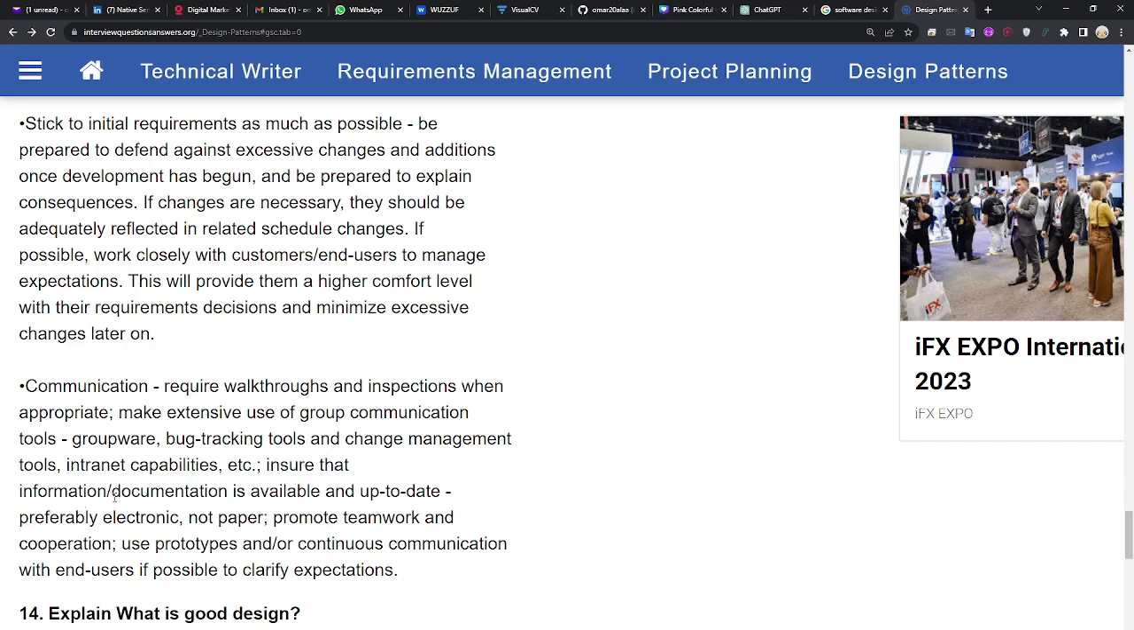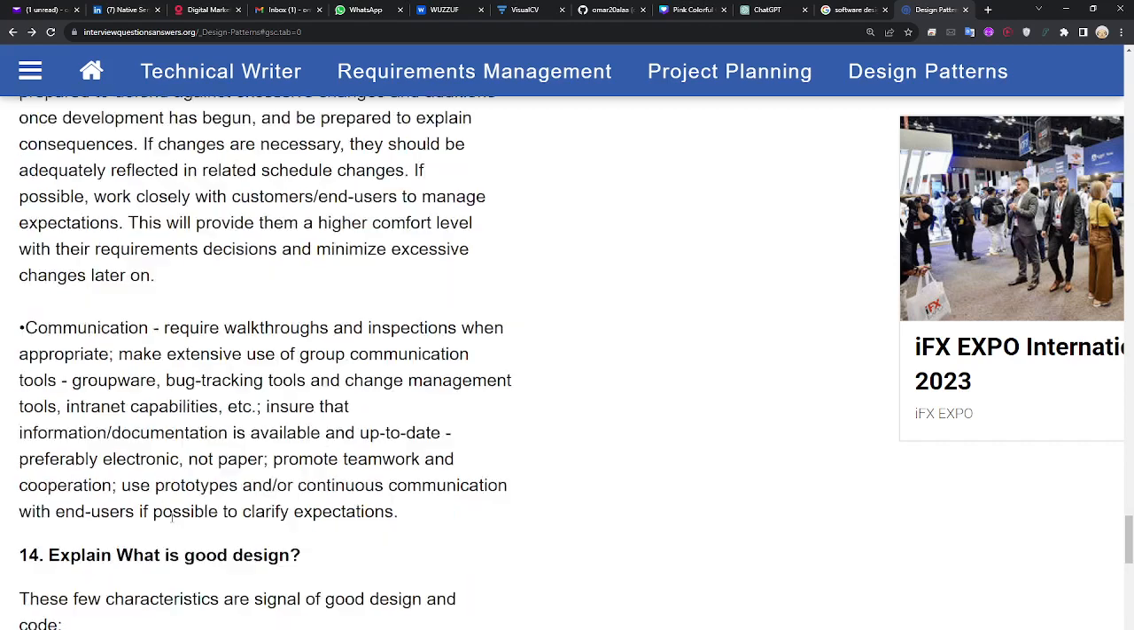Ensure that information documentation is available and up to date, preferably electronic. يفضل ان الحاجات الدوكيومنتد دي تبقى على حاجة الكترونيك مش بيبر مش ورقة. Promote teamwork and cooperation. Use prototypes and continuous communication with end user if possible to clarify expectations.